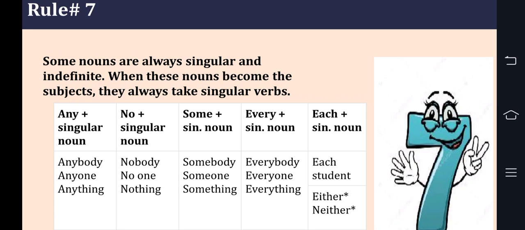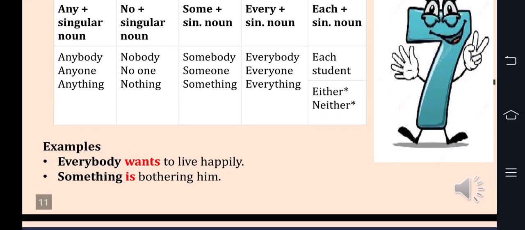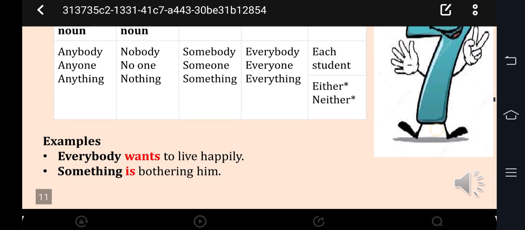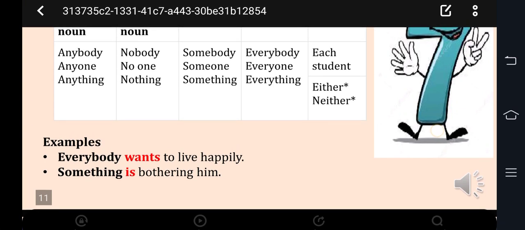Nobody, no one, nothing. Next, some plus singular noun. Somebody, someone, something. Every plus singular noun. Everybody, everyone, everything. Next, each plus singular noun. Each student, either, neither. So all these are singular nouns. Examples: everybody wants to live happily. Something is bothering him.